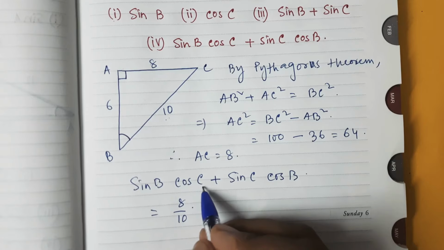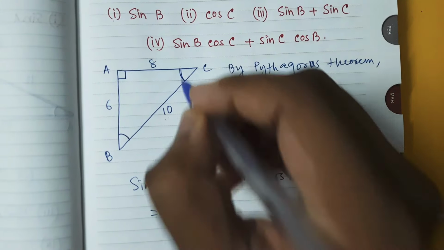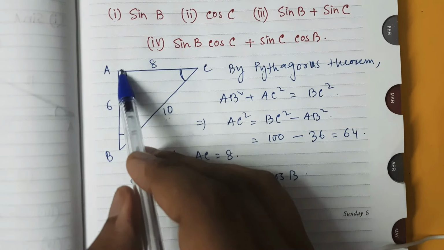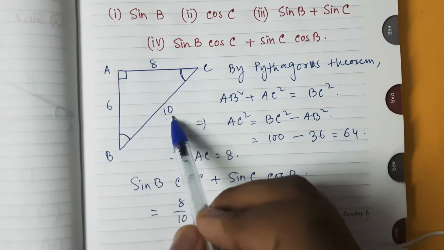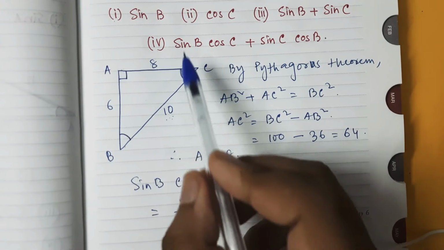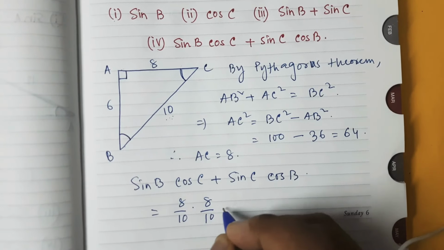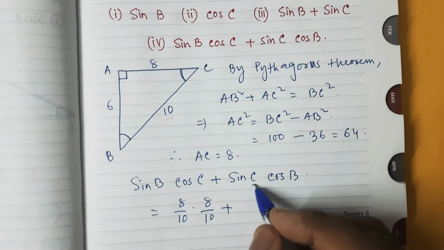Cos C means C is the angle you are considering. So this is the angle C. Now if this is the angle, then this will be the base and this is perpendicular. What is the formula of cos? It is base by hypotenuse. So cos C will be 8 by 10. Sin C, again they are considering the angle C.